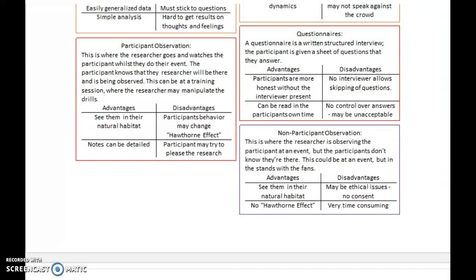Disadvantages, the Hawthorne effect. Participants may change their behaviour because they know they're being watched, or they might change their behaviour because they might know what the researcher is looking for.